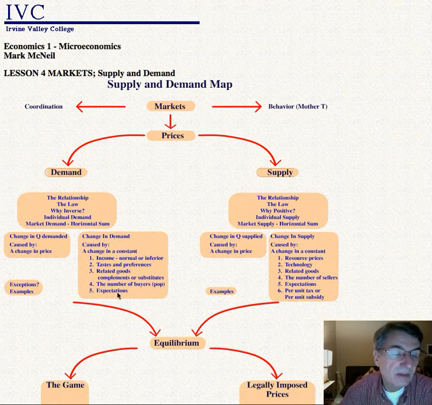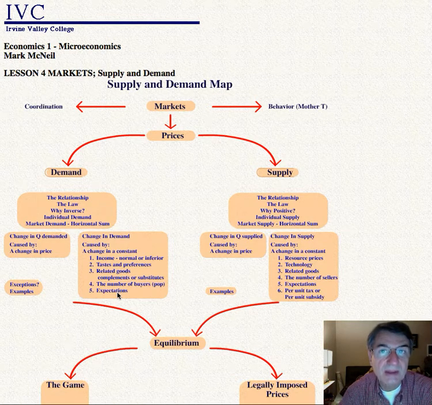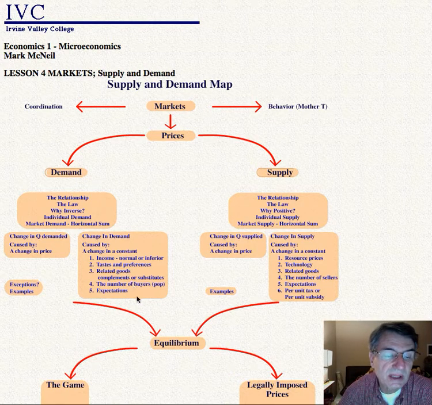Or expectations, and by expectations we mean only consumers' expectations about the future price of the good. Not that they think it's going to make them more popular or, I don't know, healthier or something. That's tastes and preferences. Expectations is consumers' expectations about the future price.